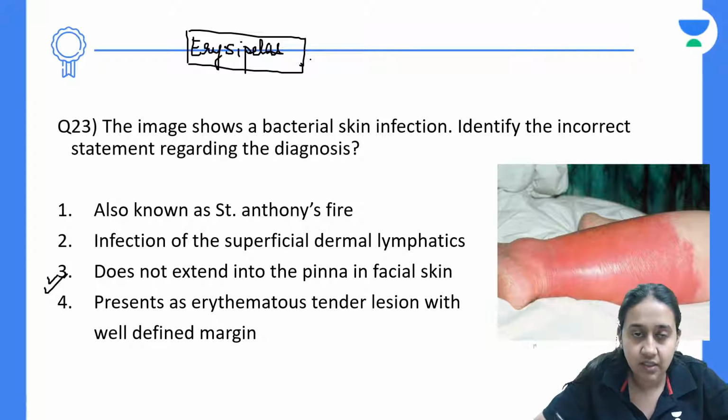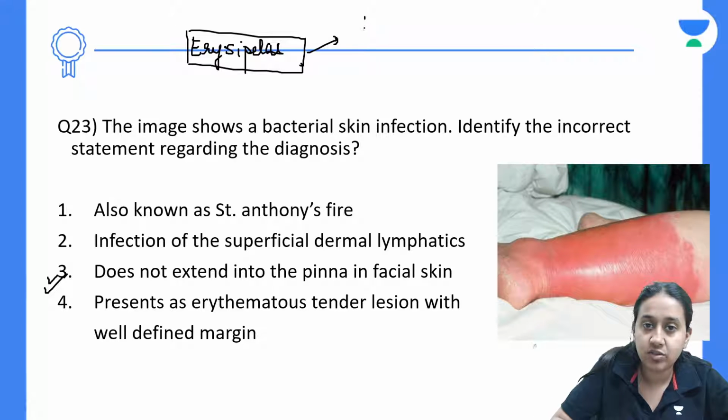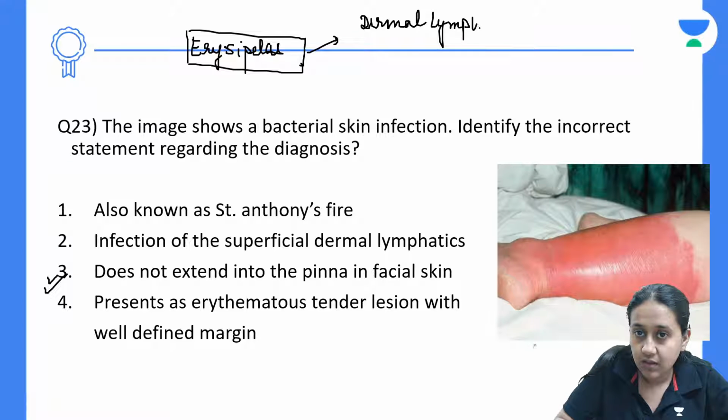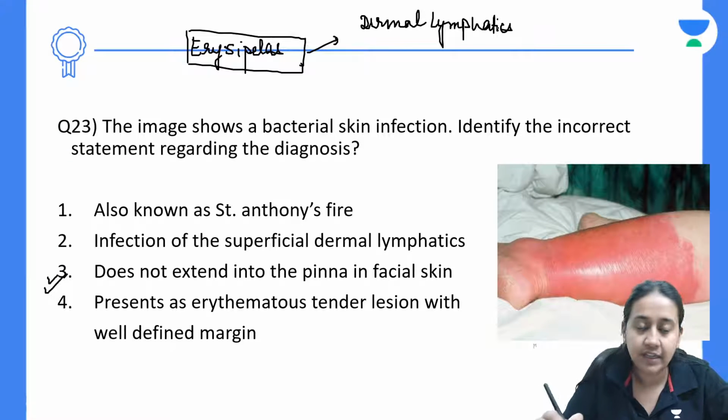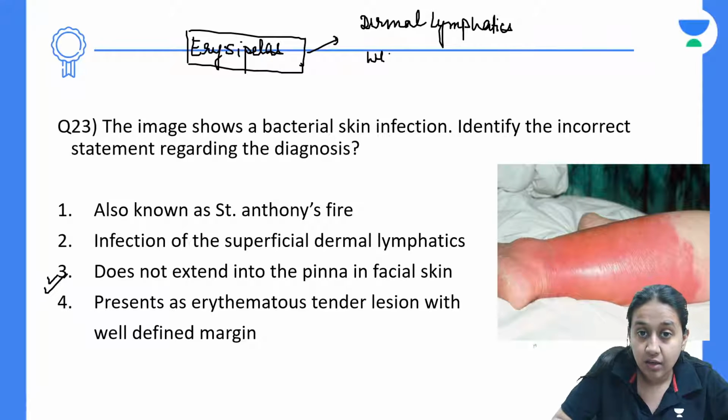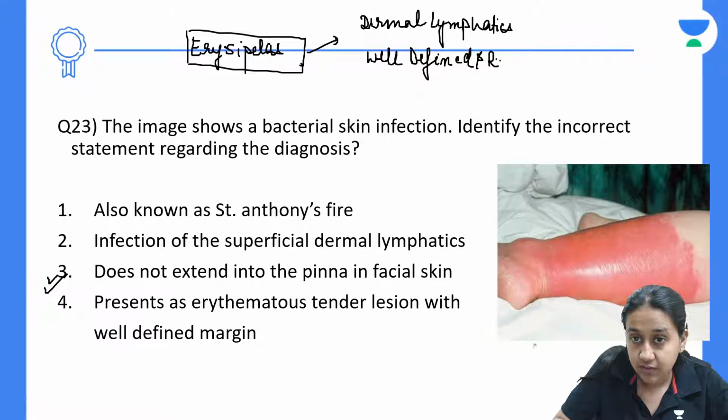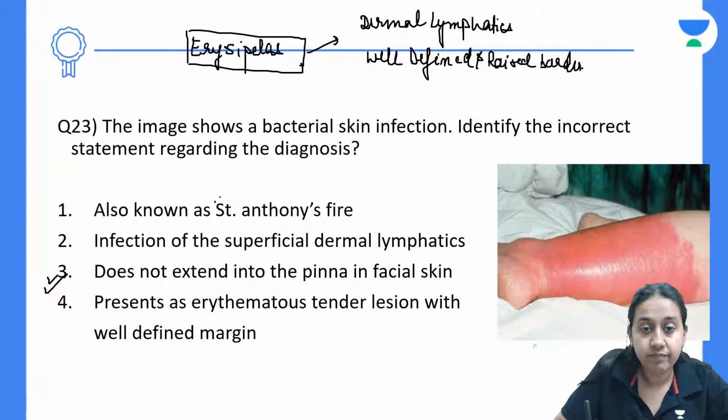Now what happened in these individuals? You have a streptococcal infection of the dermal lymphatics. Because the dermis is a tight component, you will see well defined and raised borders. This condition is also known as Saint Anthony fire.